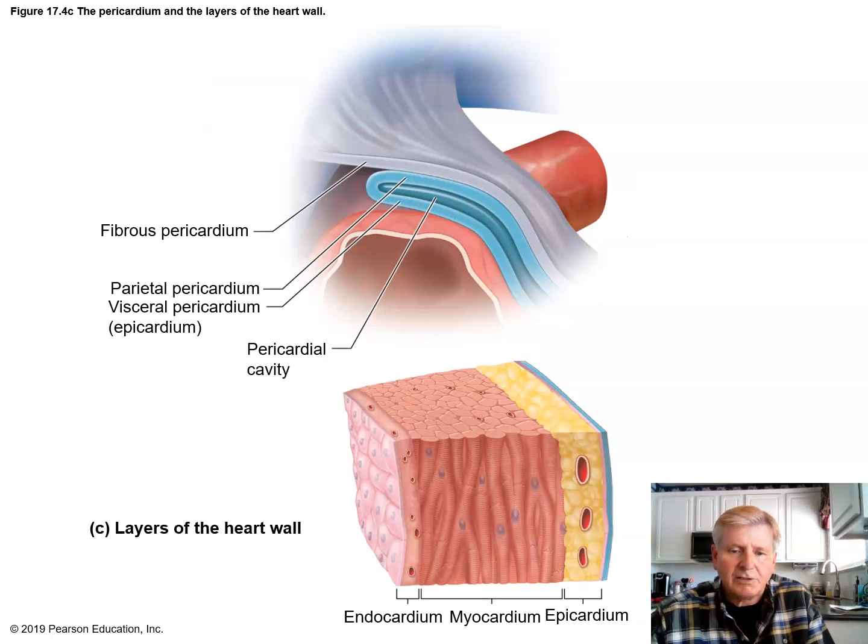And this is a good detail showing you the three layers of the heart wall: the endocardium, myocardium, and the epicardium. And then here's your pericardial cavity in between the visceral and parietal pericardium, and the fibrous pericardium being the outer layer.